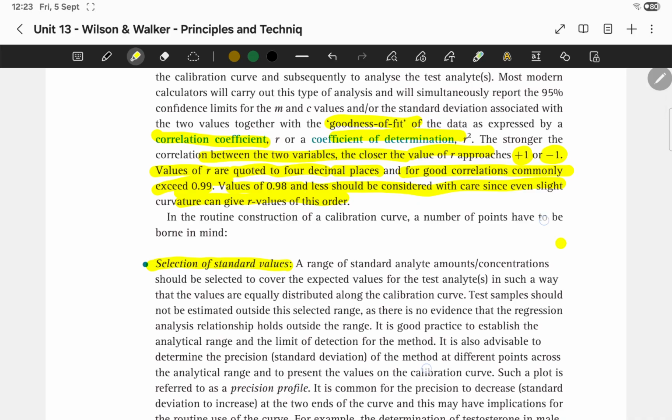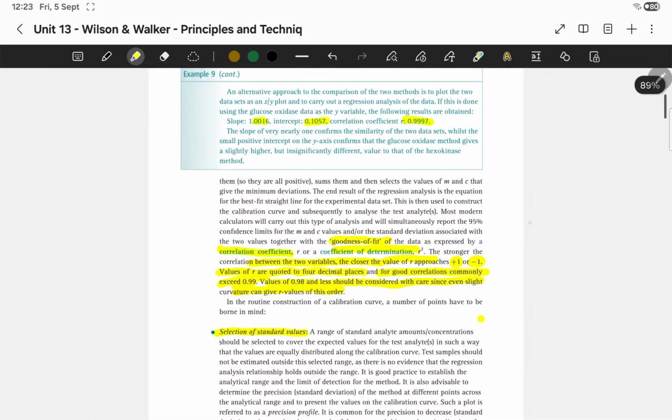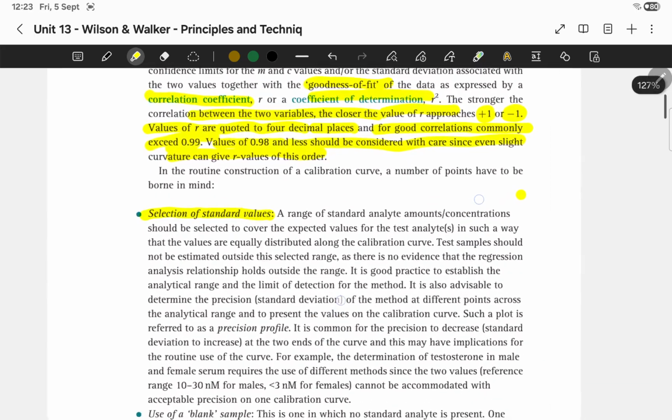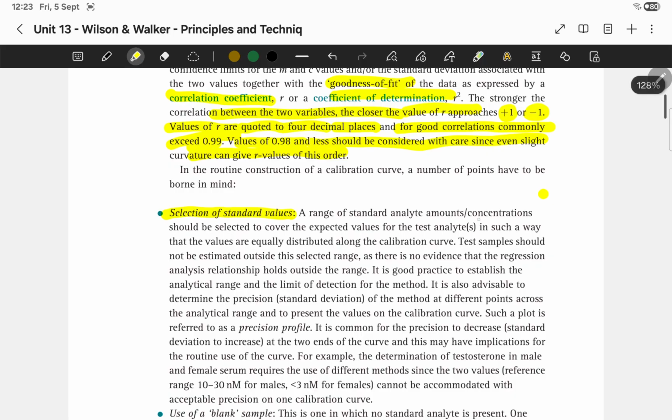Selection of the standard values. A range of standard analyte amounts or concentrations should be selected so that the values are equally distributed along the calibration curve. Test samples should not be estimated outside this range, and there is no limitation.